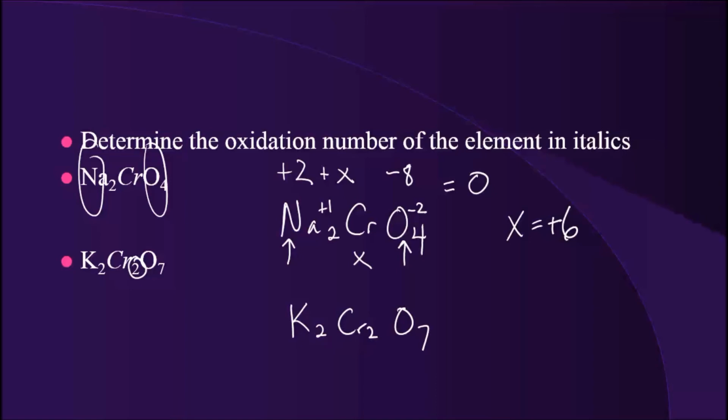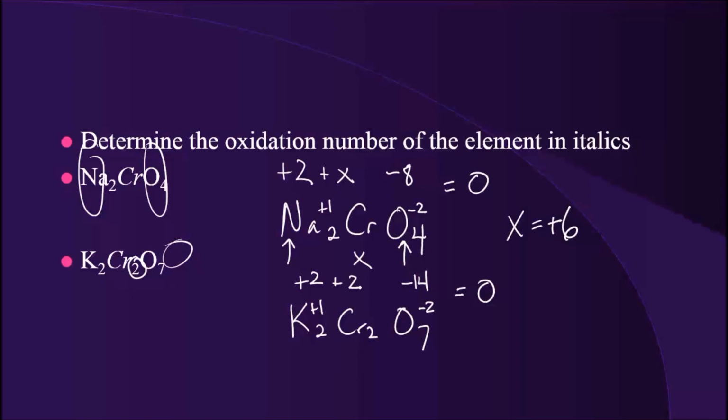K2Cr2O7. Notice there's no charge, so the whole thing has to equal 0. The breads are the ones whose charges you know. What is the charge on potassium? 2 times plus 1. Oxygen is acting normal at the tail end of this thing. 7 times -2.